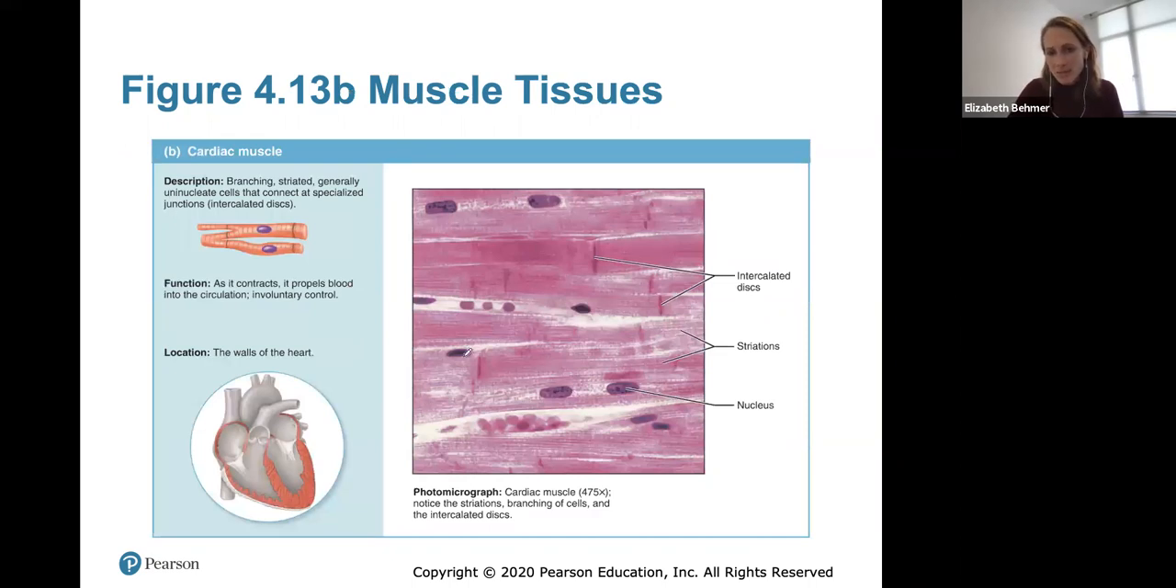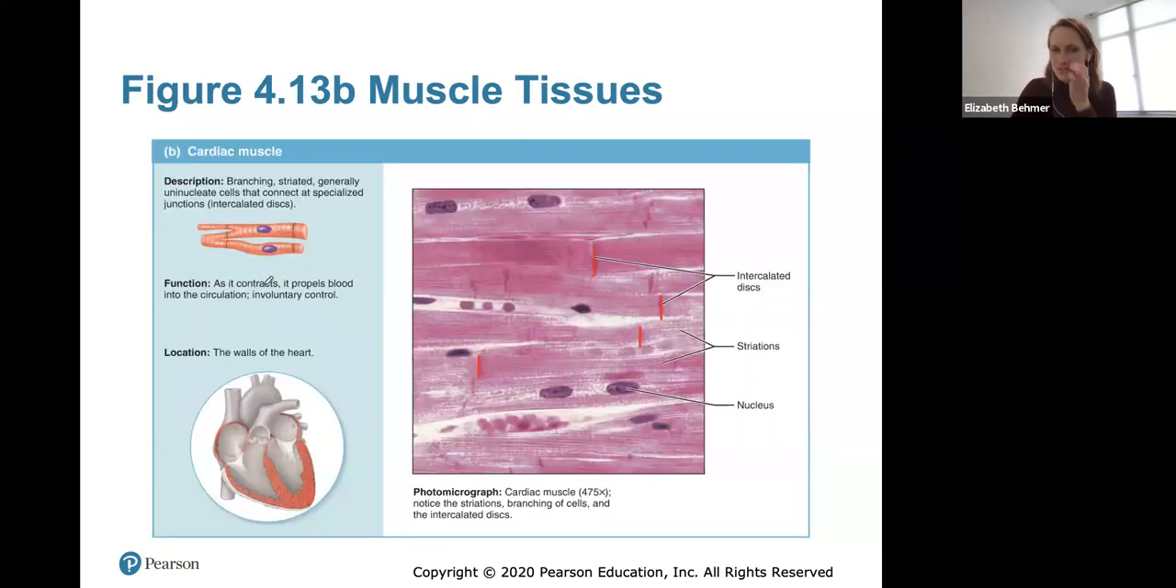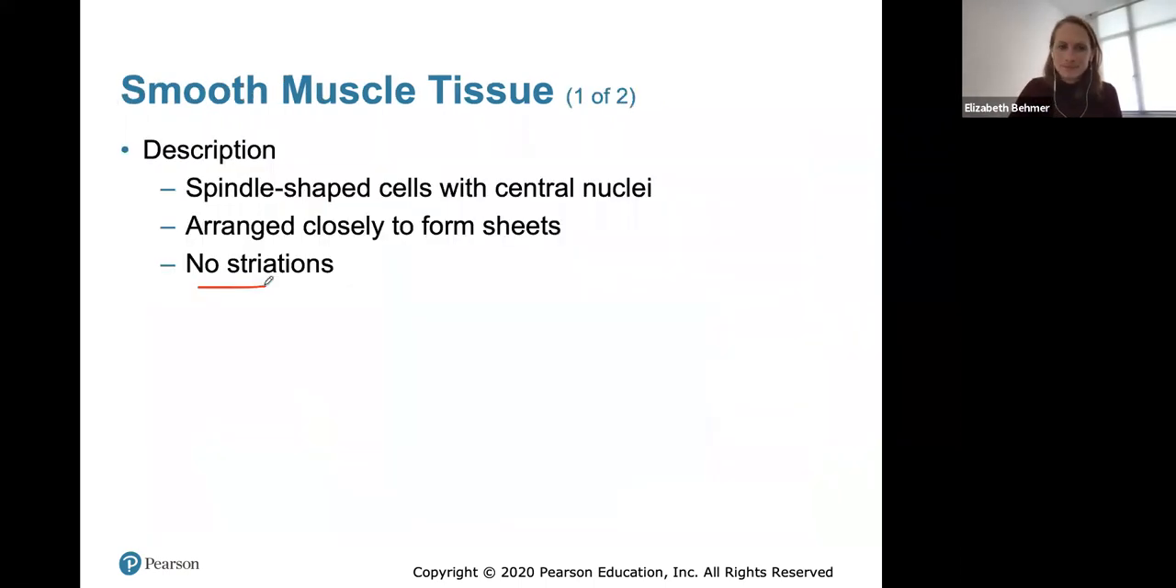And this is what cardiac muscle looks like. Here's your intercalated discs. You can see that it's more branching. It still has some striations, but we see obvious Y-shaped branches to it. Cardiac muscle is involuntary, meaning your heart beats on its own.